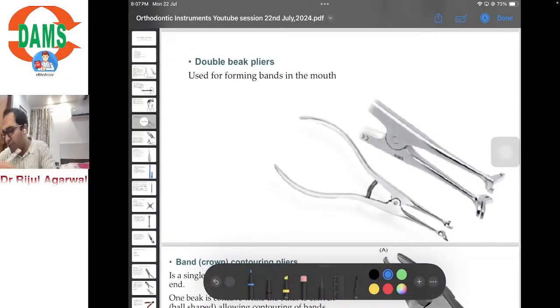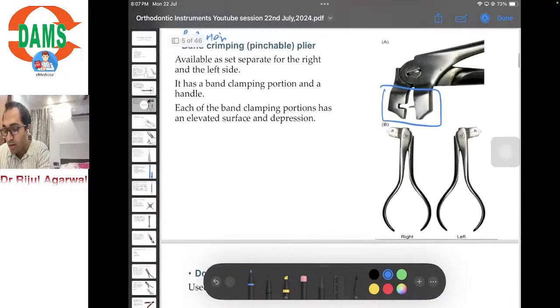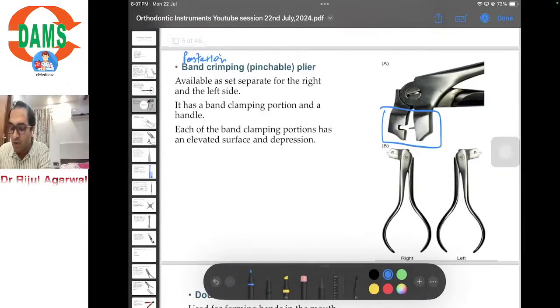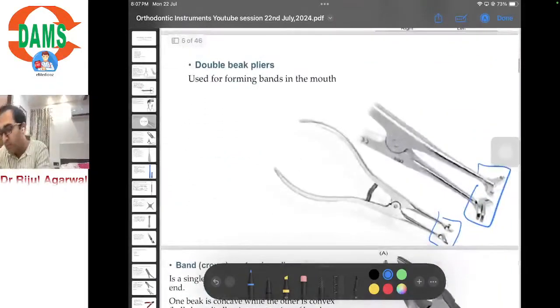Next is this double beak plier. You can look at its name, it is double beak. Okay, so it's used for forming bands in the mouth. So what was the difference between the previous one and this? The previous one was a posterior band crimping or pinching plier. It is the anterior band forming plier. It is used for forming bands in the anterior teeth. Okay, so earlier when we didn't have bonding, before that we used to place a band for each and every tooth in the mouth, and on that band we used to weld the brackets.